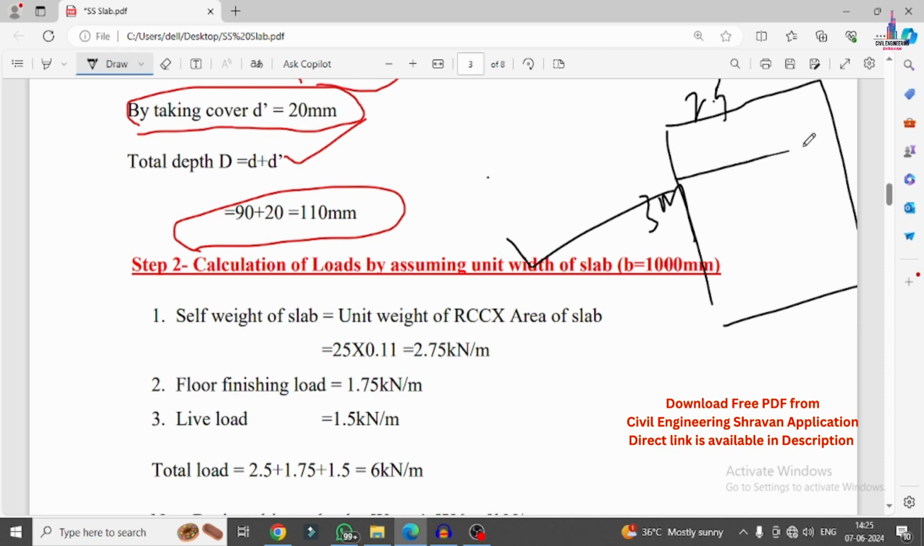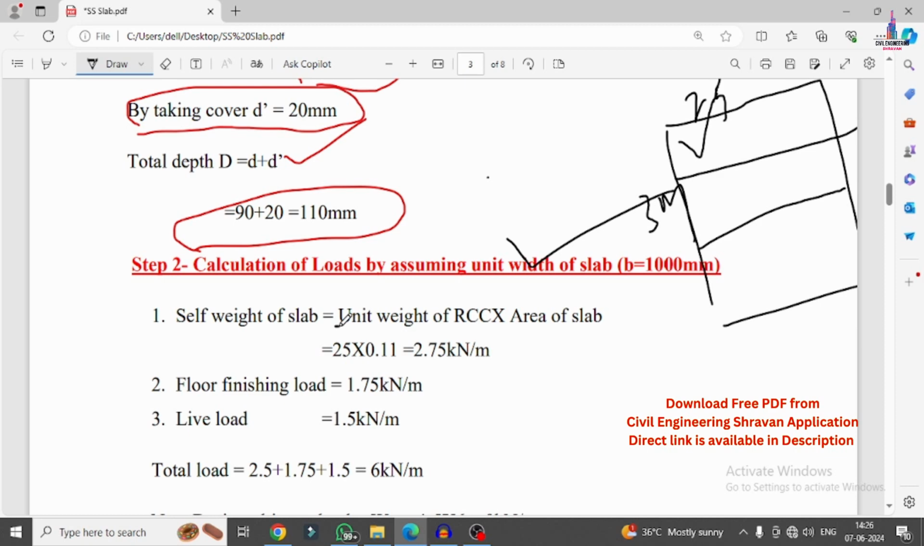For the 3 meter width, I will divide it into 3 panels, each consisting of a 1 meter section. Initially I will calculate the reinforcement for this 1 meter width of the slab. Then I will distribute that reinforcement to the remaining sections. Okay. So now we can see, firstly we have to calculate the self weight of the slab.